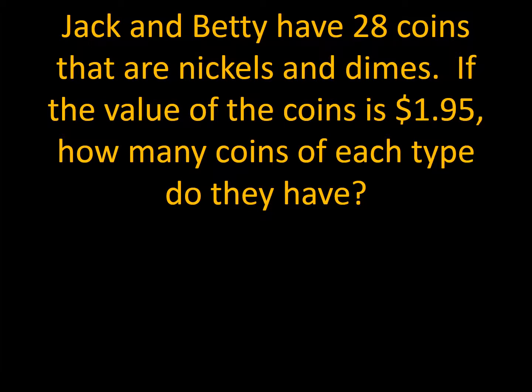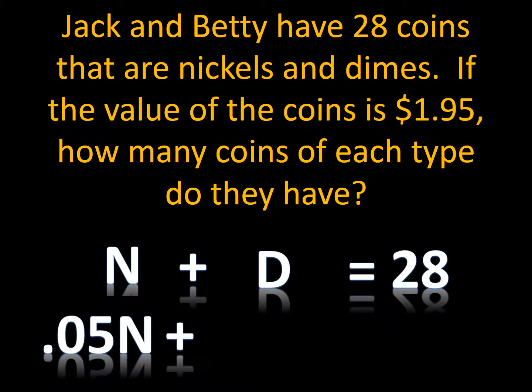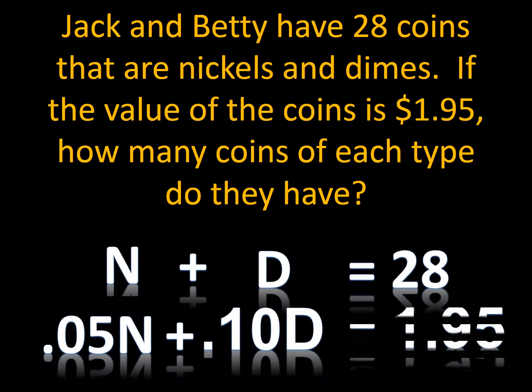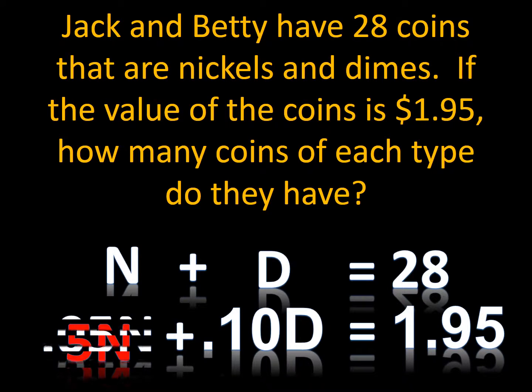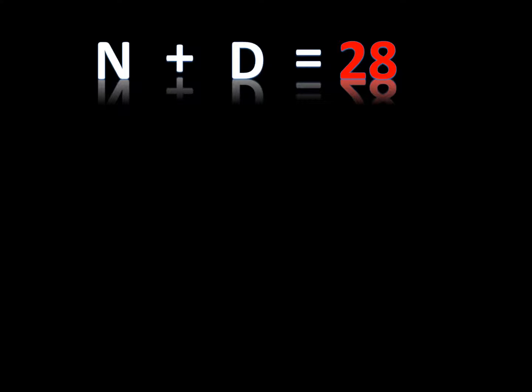The first equation that you would write is N plus D equals 28. The next equation is 0.05N plus 0.10D equals 1.95. Multiply through by 100, which produces 5N plus 10D equals 195. To solve these equations, I will use substitution.